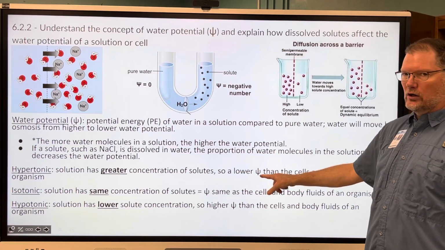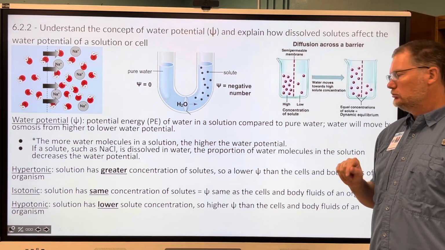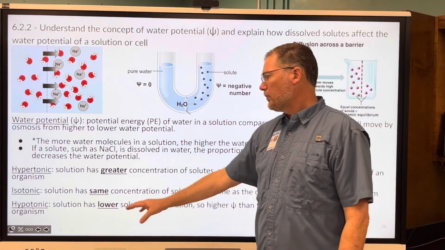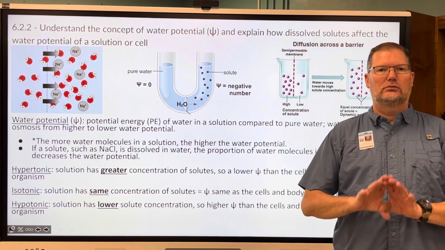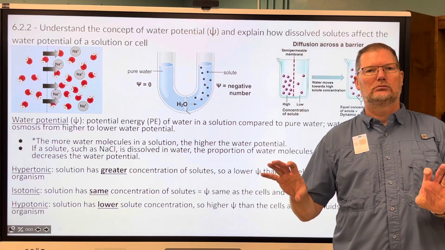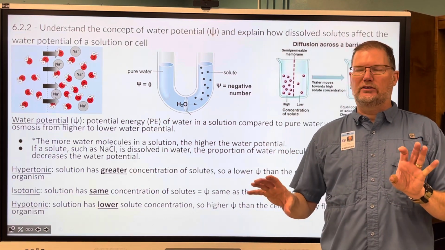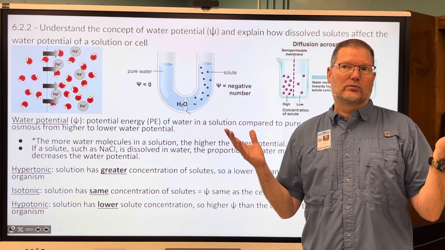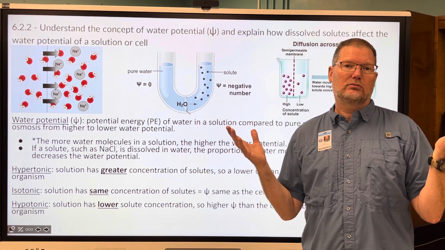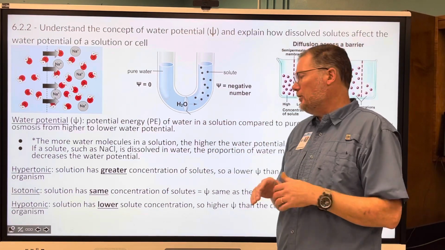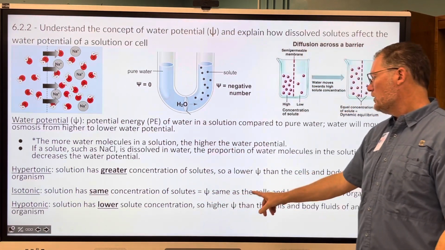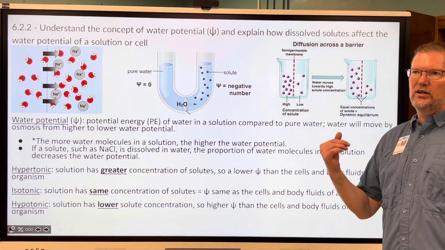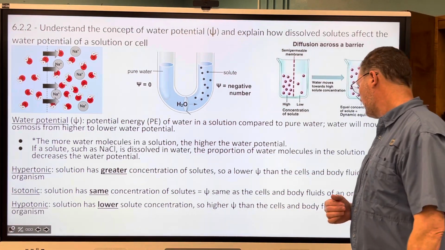So a lower water potential than the cells and body fluids of the organism. Isotonic, same, right in the middle. So it's typically where an organism would be happiest, right? Same concentration. Water potential is the same as the cells in the organism, okay?